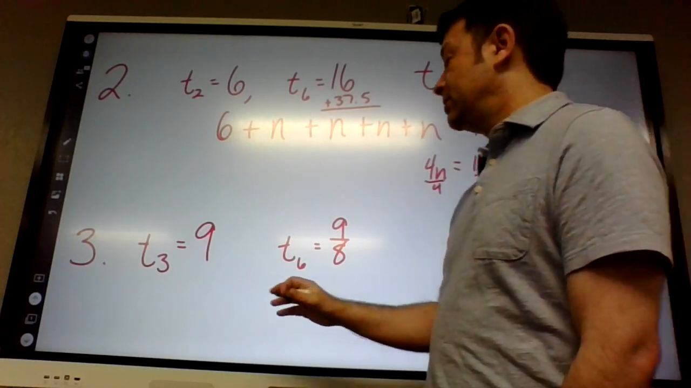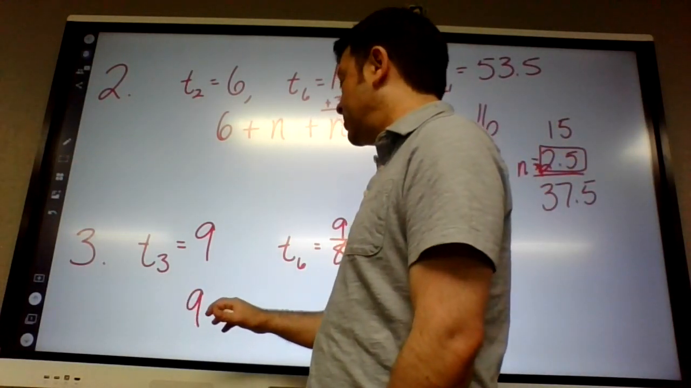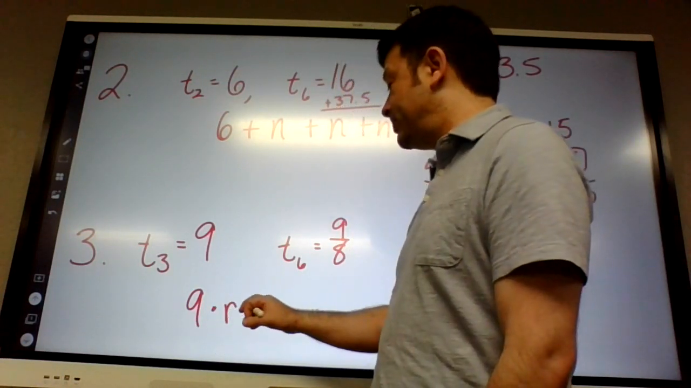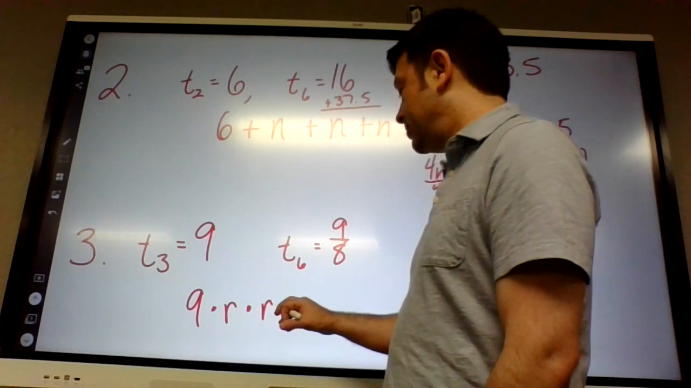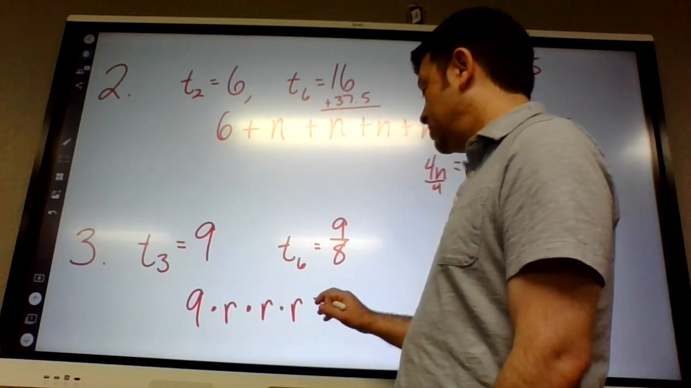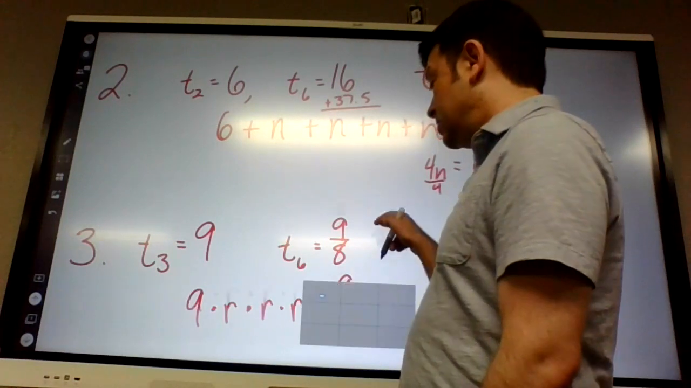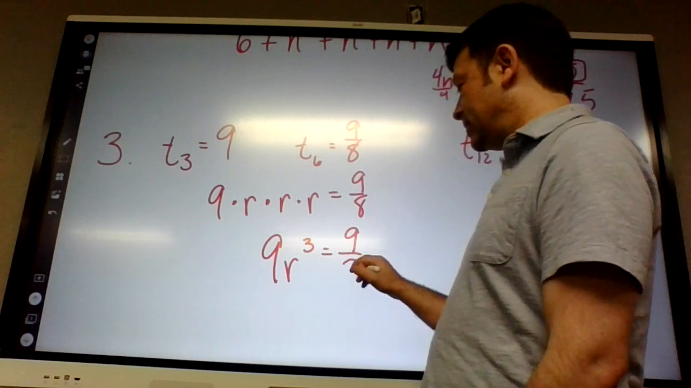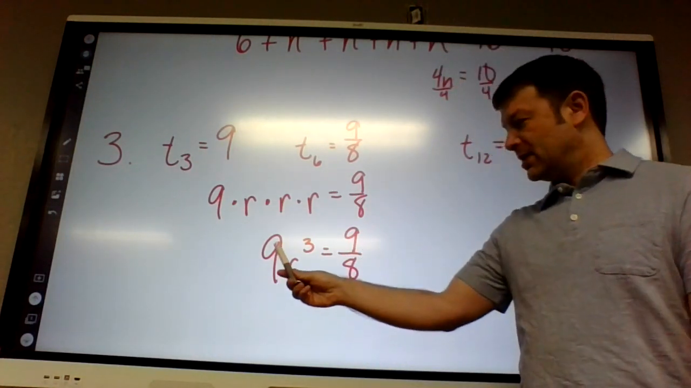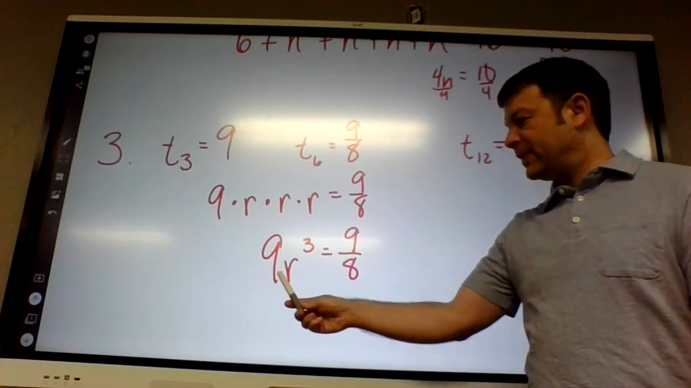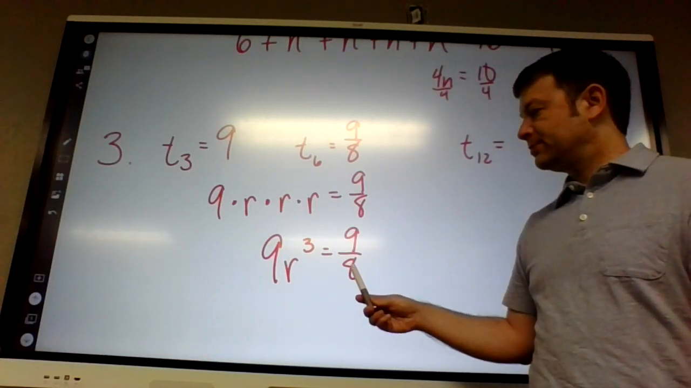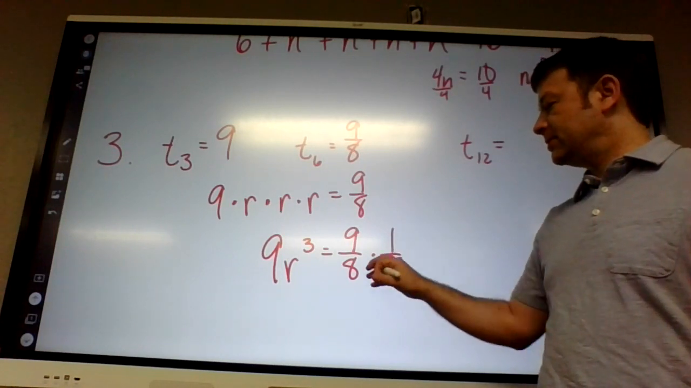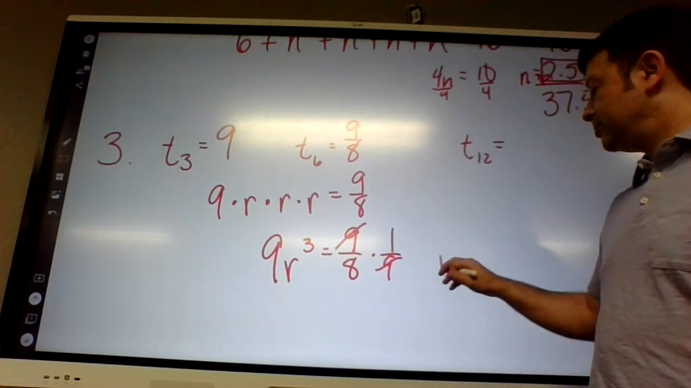Okay, so let me write it this way. Usually we used R for the common ratio, right? So to get the fourth term, we need to multiply by R once. Fifth term, sixth term. So you could say 9R cubed equals 9/8. I don't know if we did one exactly like this, but if you divide by the 9, you guys know what's going to happen? R cubed is 1/8.